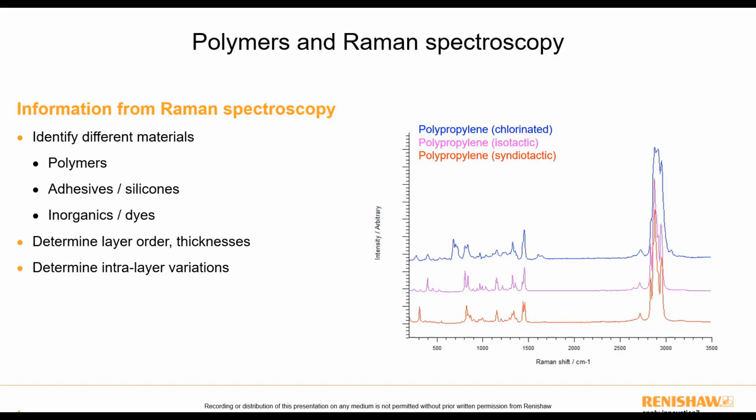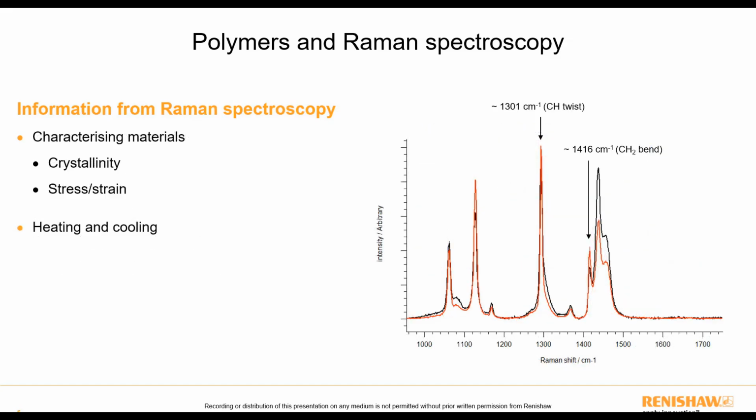In terms of the spectra themselves, here I've got an example where I've got different types of polypropylene. We've got isotactic, syndiotactic, and chlorinated. So you can see lots of similarities between them, but also quite a few differences. And we only need very subtle differences to be able to get the specificity we need to identify the material. And this is what makes Raman such a powerful technique. So as well as pure identification, we can also look at some of the properties of the materials using Raman as well.